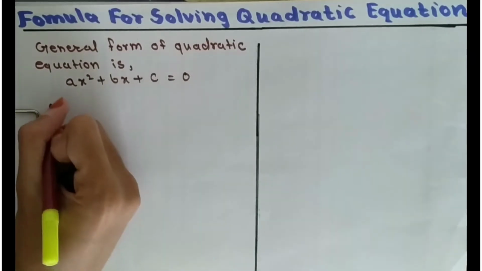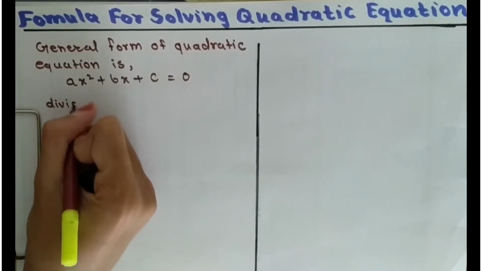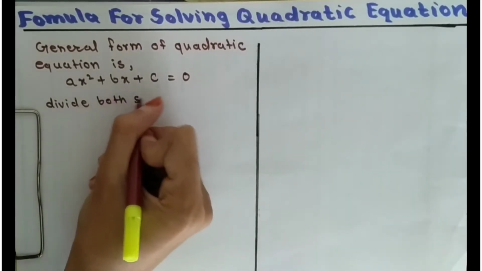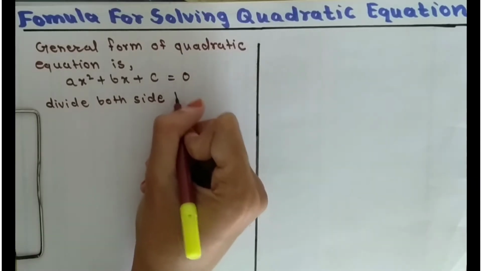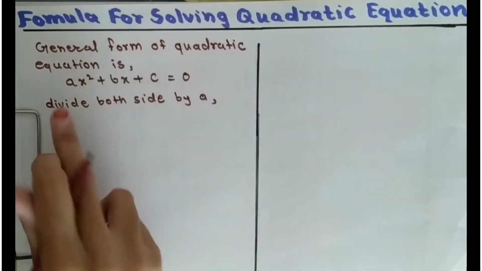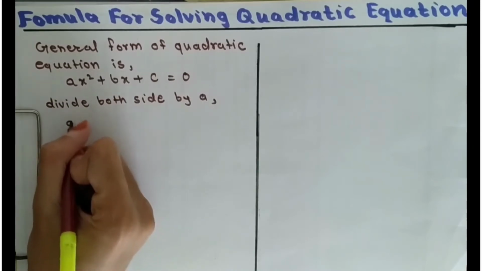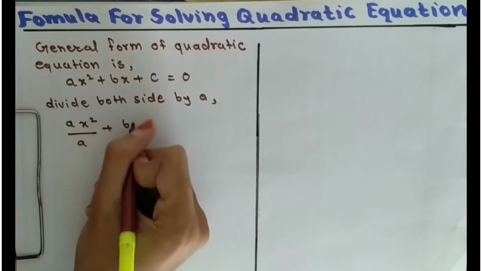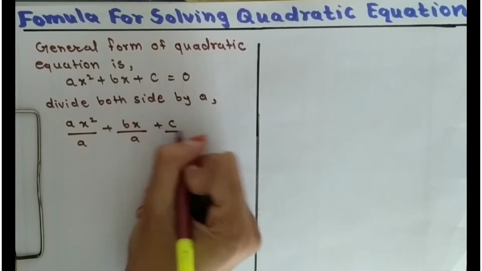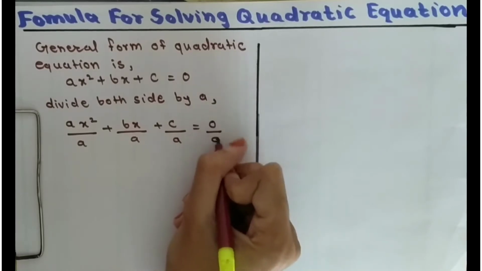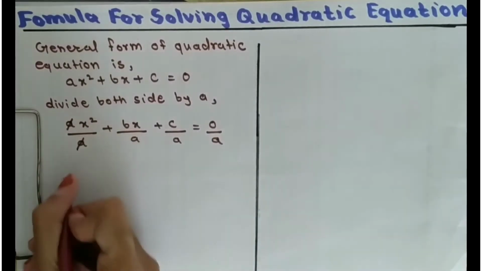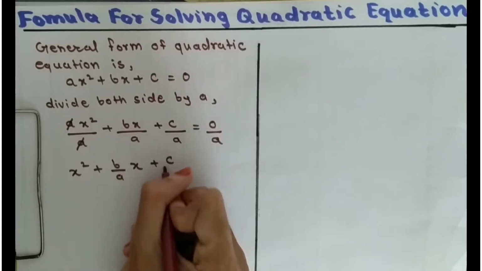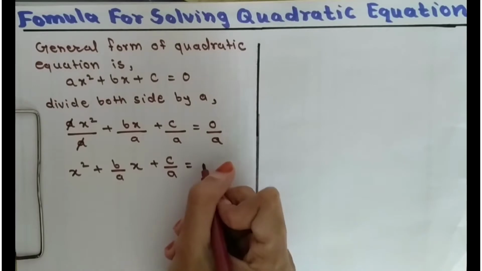Okay, so divide both sides by a. When we divide by a, we get ax square upon a plus bx upon a plus c upon a is equal to 0 upon a. Then a gets cancelled. So x square plus b upon a x plus c upon a is equal to 0 upon a, which is 0.